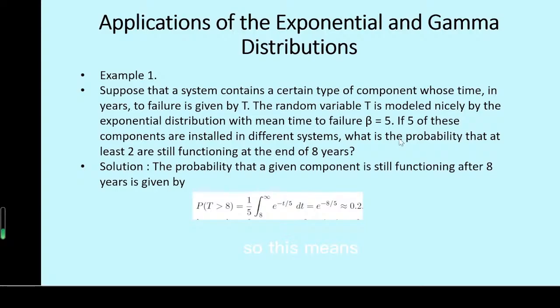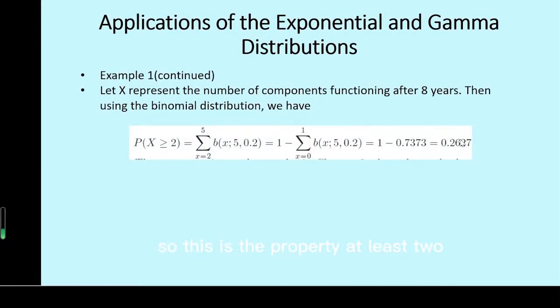So this means 5 of these components are installed in different systems, and the probability that at least 2 are still functioning at the end of 8 years is 0.2627. So this is the probability that at least 2 are functioning after 8 years, right?